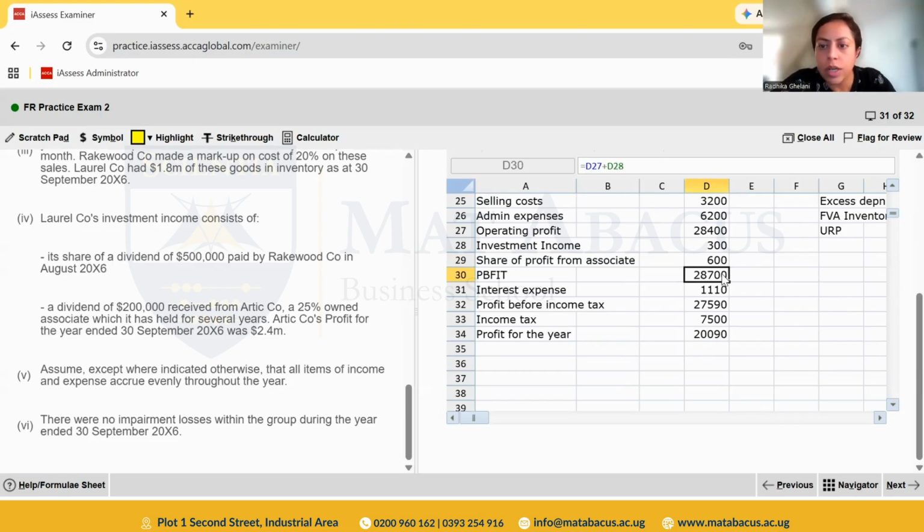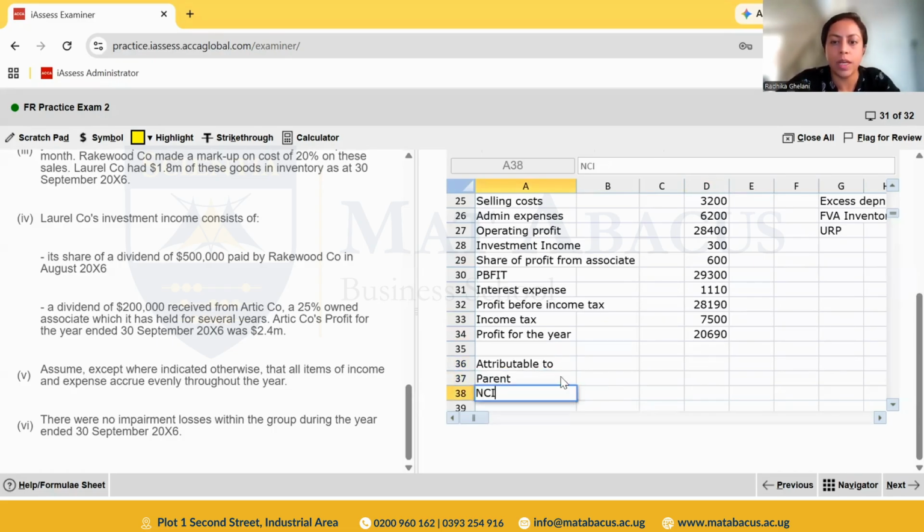And that changes our workings. So that's going to be operating profit plus investment income plus share of profits of the associate. Interest expense is fine. That's going to change. And that's your profit for the year there, 2690. Okay, so lastly, obviously, we need to give out the profit attributable to parent and NCI.